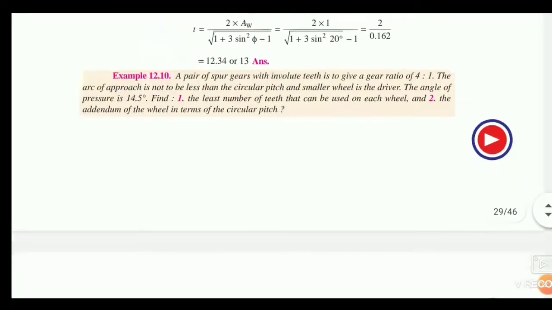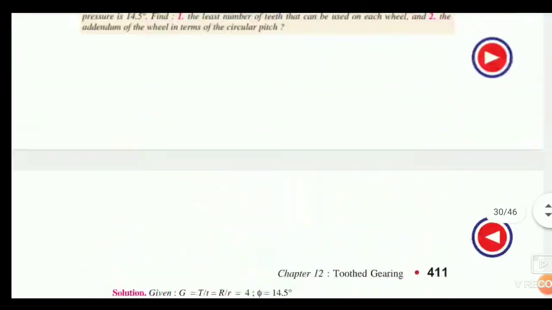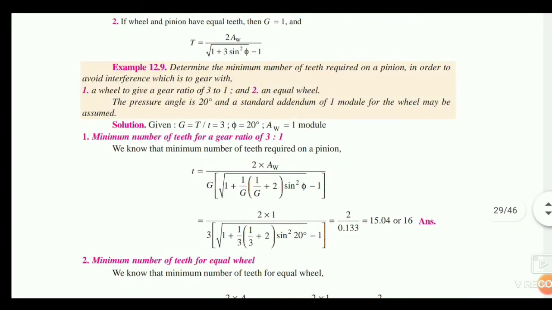So you can take any problem; I will take this first problem itself. Determine the number of teeth required on pinion in order to avoid interference, which is to gear with a wheel to give the ratio. Gear ratio is given 3:1, and an equal wheel. Pressure angle is given. Standard addendum of the wheel is 1 module, which can be assumed. So the minimum number of teeth for a gear ratio 3:1.